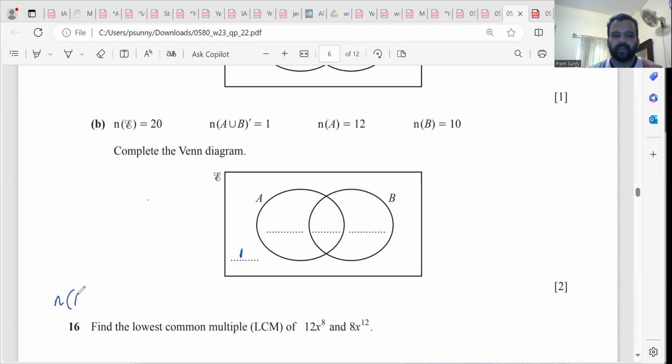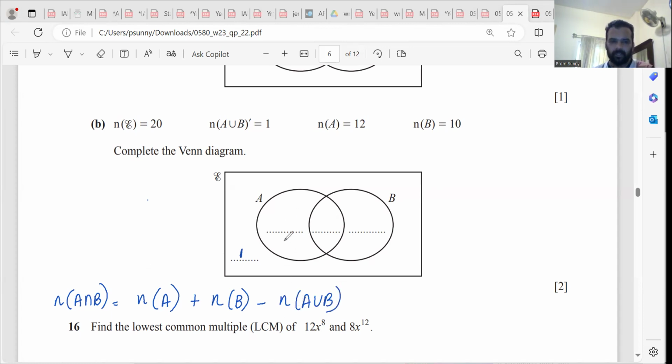For that, we have a formula. N of A intersection B, number of elements in A intersection B, is equal to number of elements in A plus number of elements in B minus number of elements in A union B. A union B means here only one is outside. So out of 20, the remaining 19 will be inside these two circles. So N of A union B is equal to 19. From 20, I just have to subtract the one that is outside.